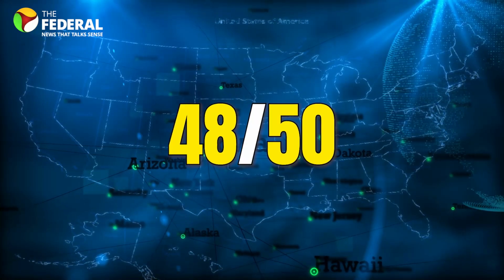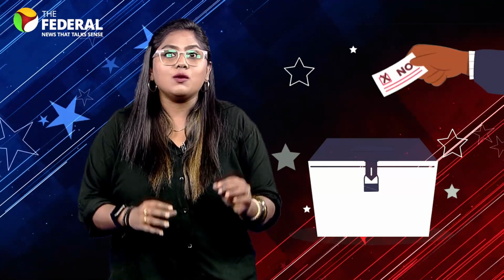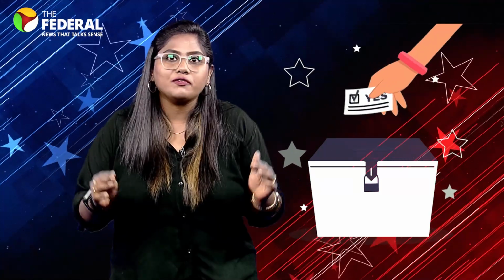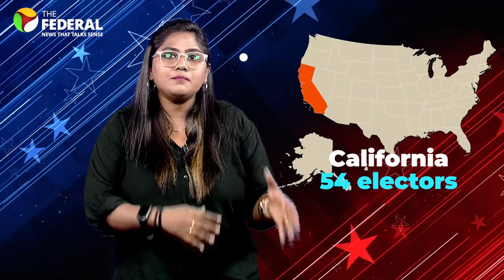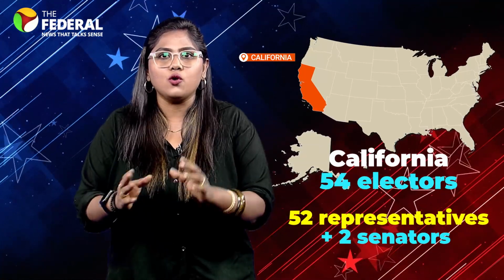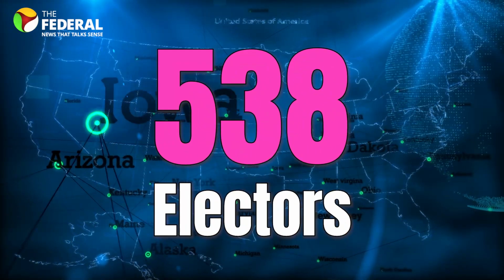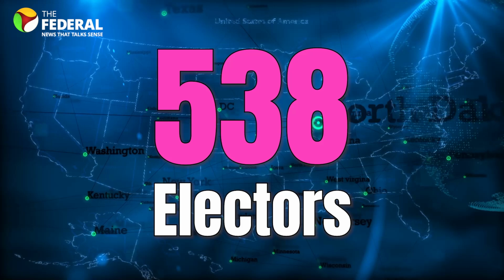Of the 50 states, 48 follow a winner-takes-all system. In this system, once the votes are counted, the candidate that gets the most votes in a state gets all of that state's electoral votes. For example, if the Democratic Party gets more votes than the Republican Party in California, all of California's 54 electoral votes go to the Democrats. 2 states, Maine and Nebraska, use a proportional system where the number of electors awarded depends on the votes secured by each candidate. Like this, the country selects 538 electors and they form the Electoral College.